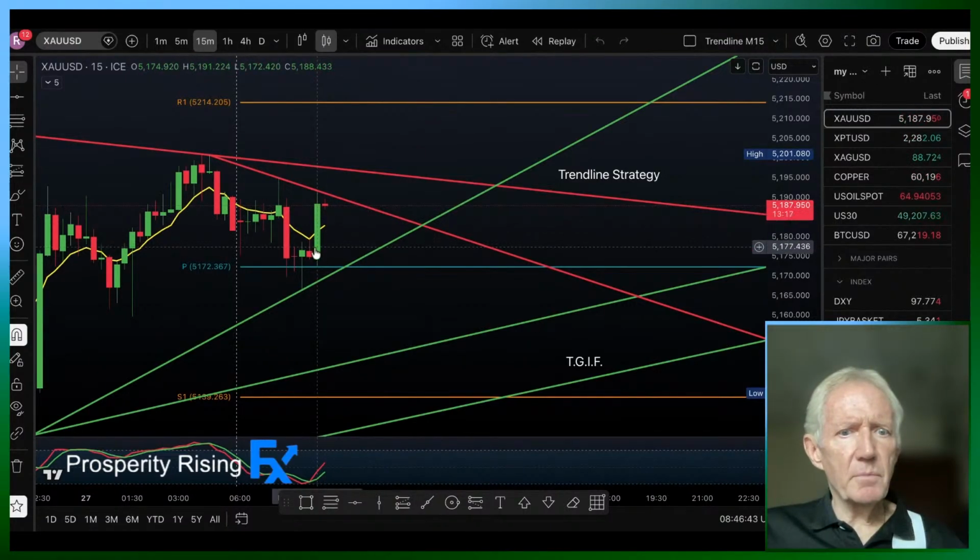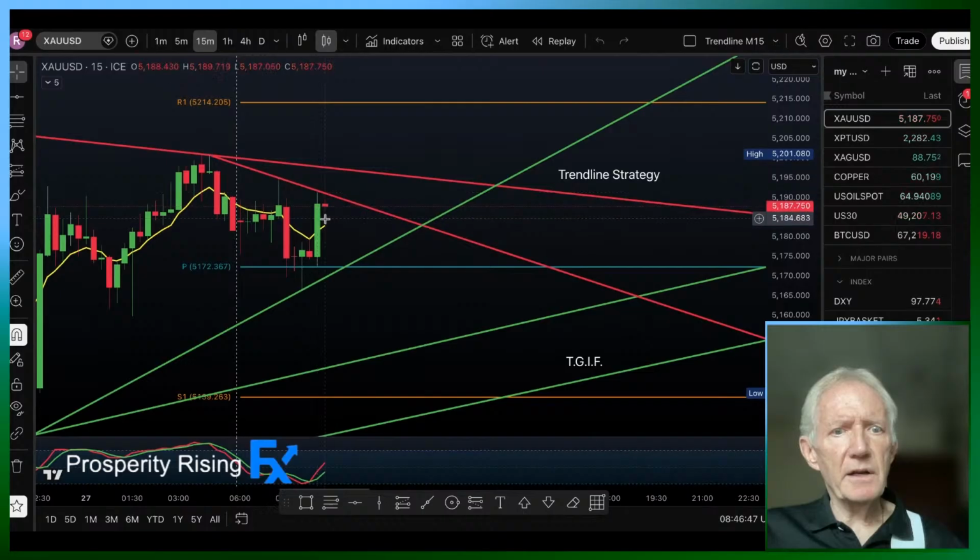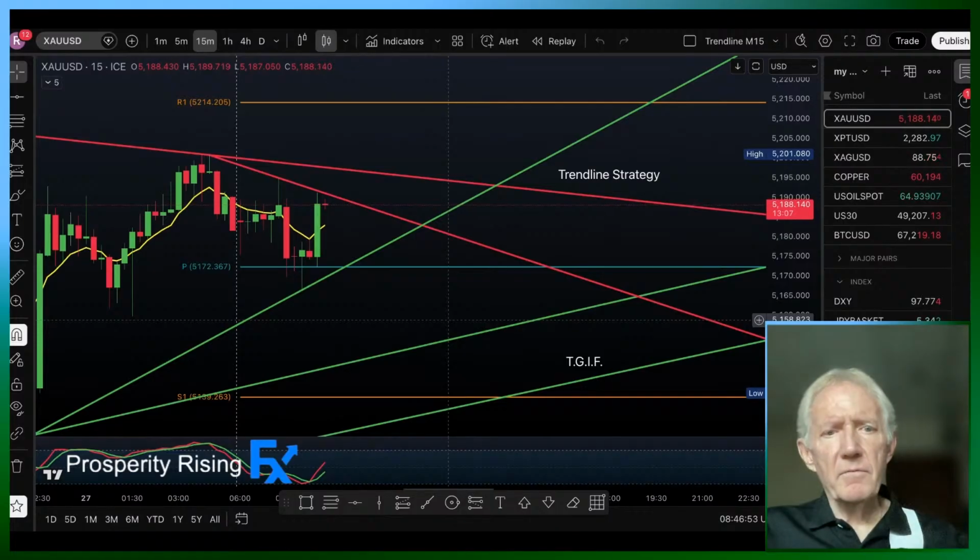So this first big momentum candle here, just respecting the trend line, and now it looks like they're trying to make a decision. They're going to break above that or fall back below.